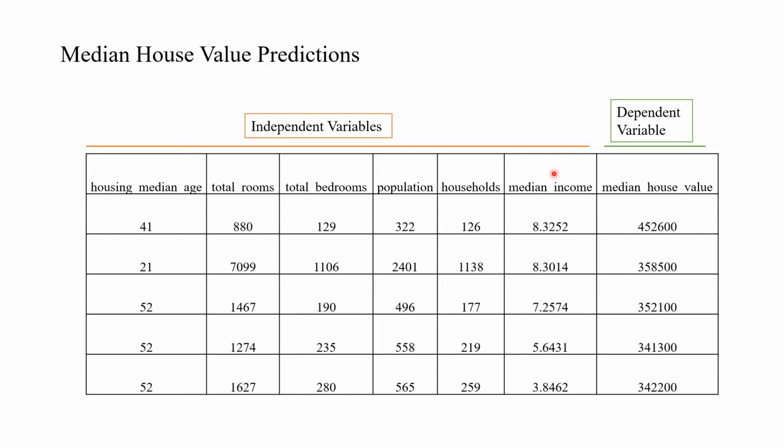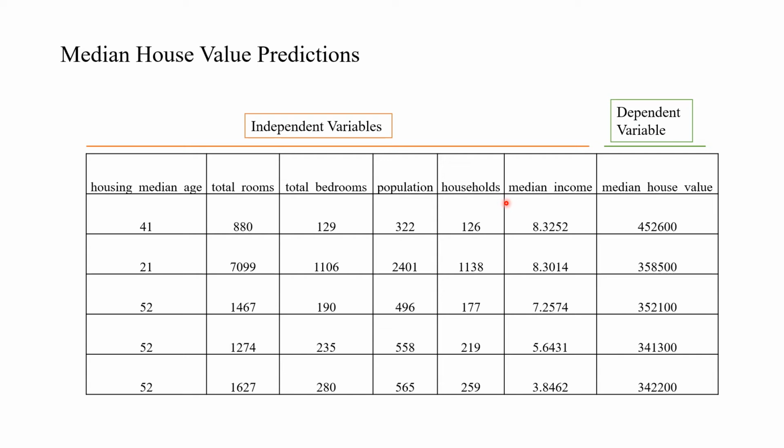Now, if we are only dealing with a simple linear regression, we will be using one single explanatory variable. Suppose I want to make a simple linear regression using the median_income. Then we will have a simple linear regression establishing a relationship between the median income and the median house values. So that is simple linear regression.